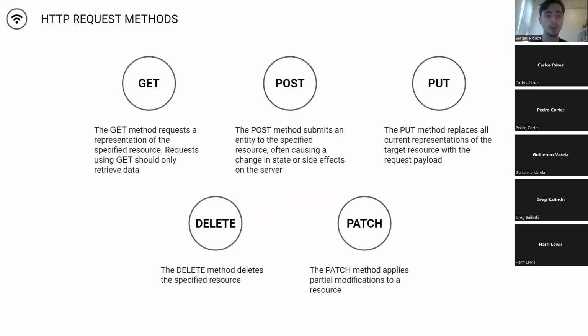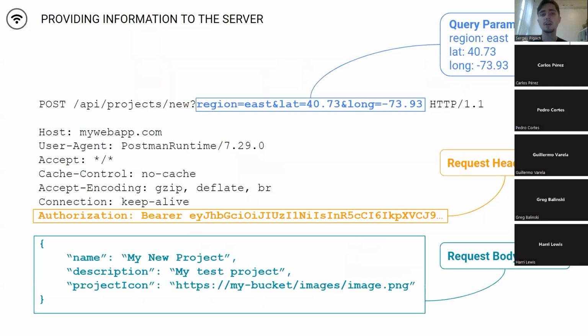with web requests. So just to recap, right, we have 3 main ways of submitting information to the server. We have query params, which become part of the actual URL. We have request headers, which is the key value dictionary that we mentioned before. And we have the request body, which is the payload that we are submitting to the server.